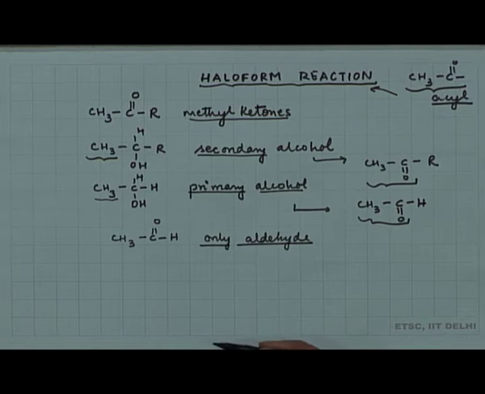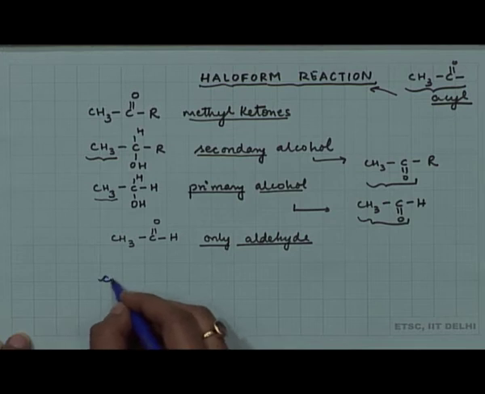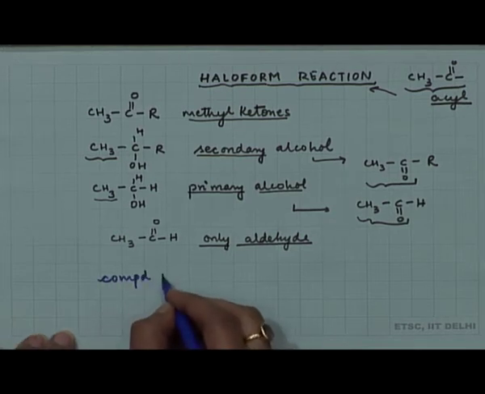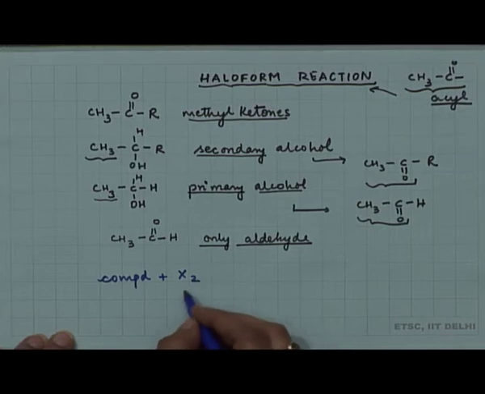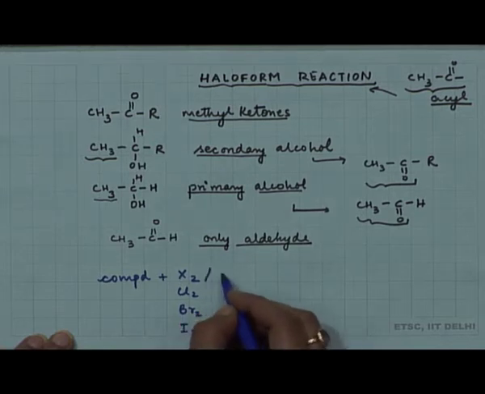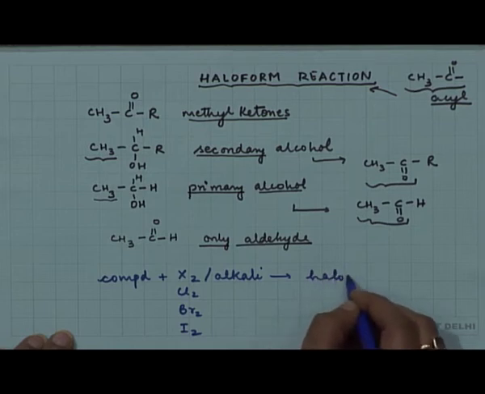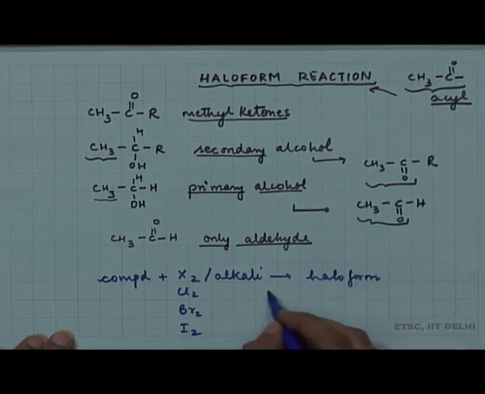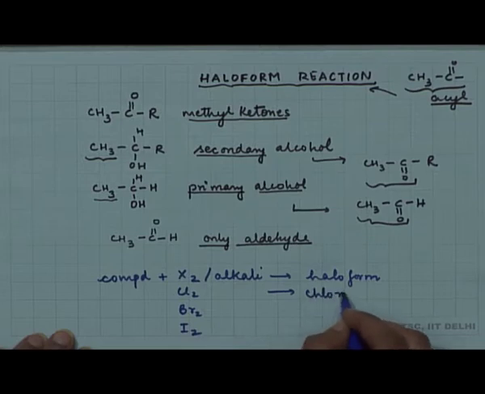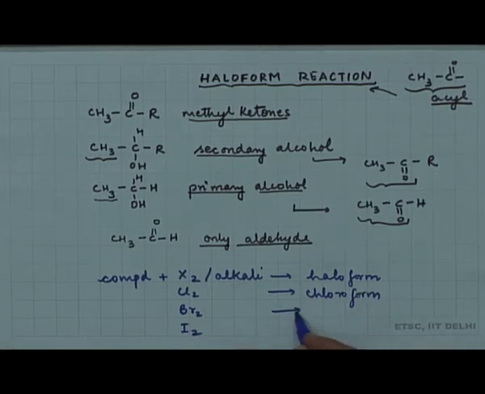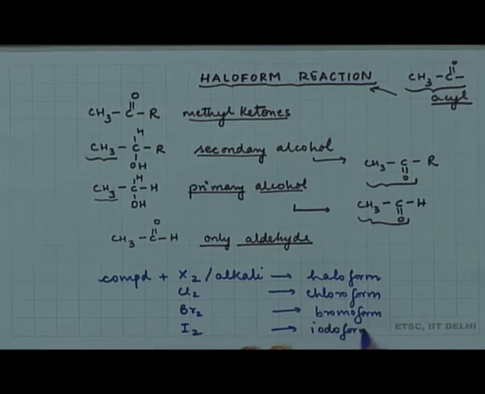So, what is this reaction and why are we so specific for these substrates? In the haloform reaction, you take the compound and treat it with the halogen. This halogen could be chlorine, bromine or iodine. This is done in the presence of an alkali, and what you get is the corresponding haloform. When you use chlorine, the product is chloroform. When you take bromine, you get the corresponding bromoform. If you take iodine, you get the corresponding iodoform.